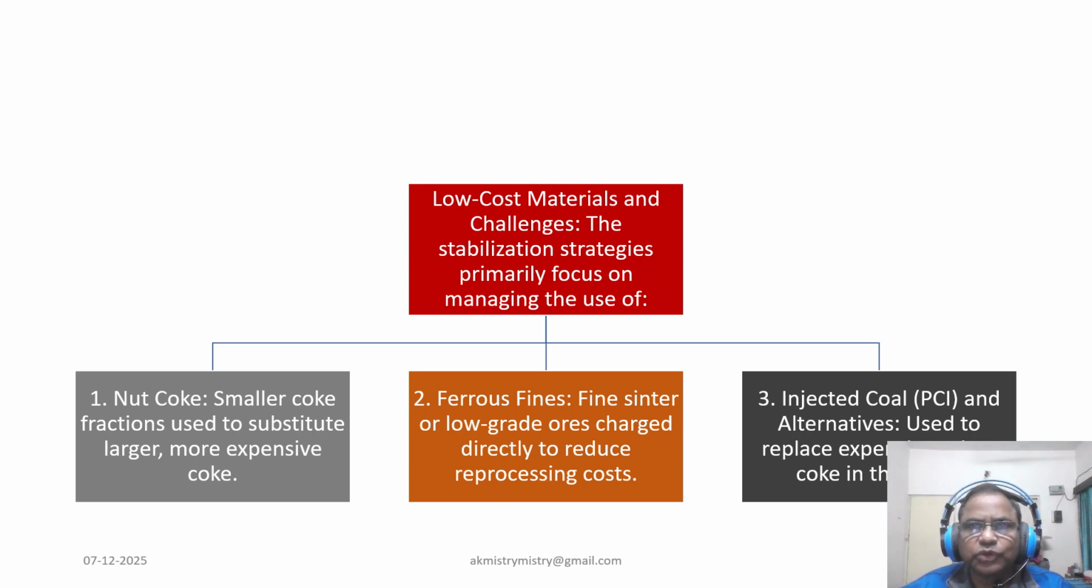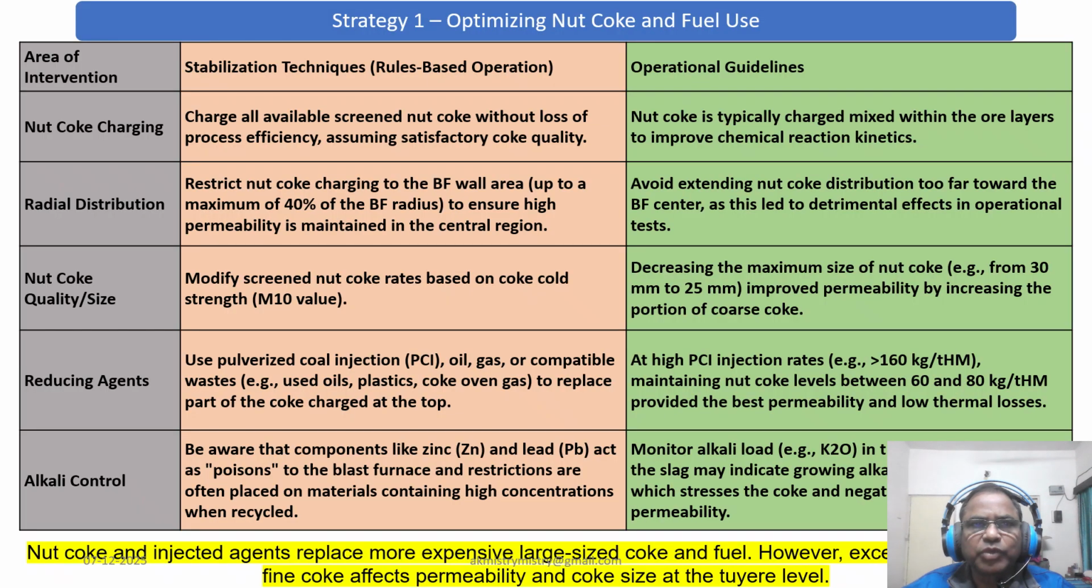Alkali control is necessary because components like zinc and lead act as a poison to the blast furnace, often leading to restrictions on recycling material containing high concentrations. Operators must monitor the alkali load such as K2O, as a low value in the slag may indicate a growing alkali load inside the blast furnace, which stresses the coke and negatively affects permeability.